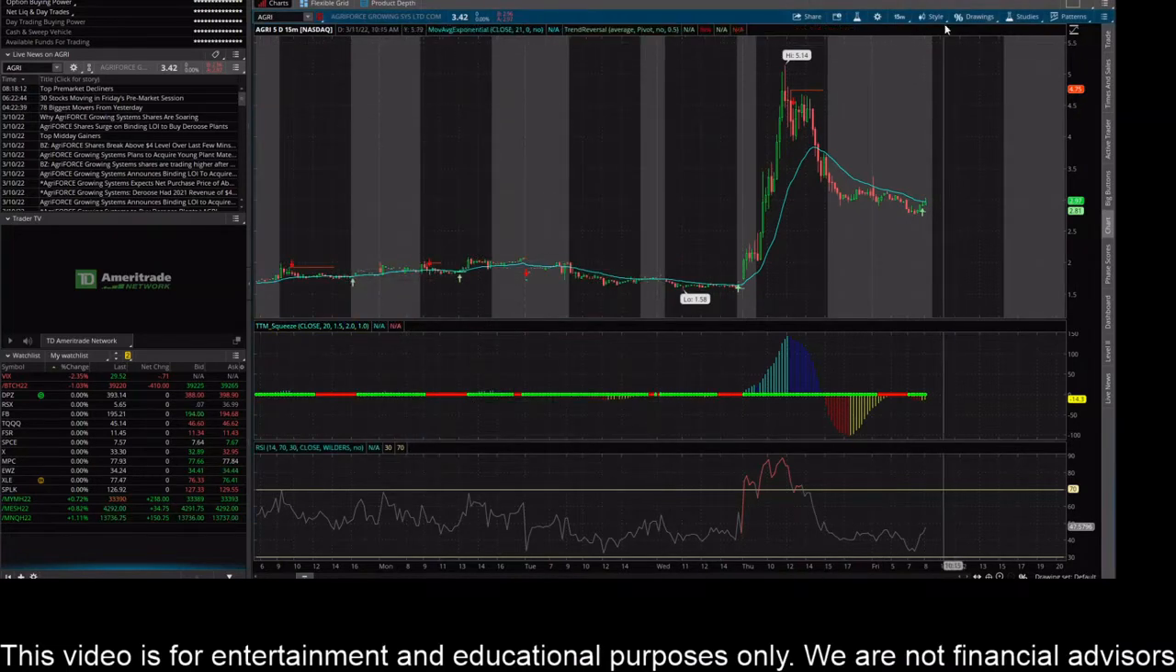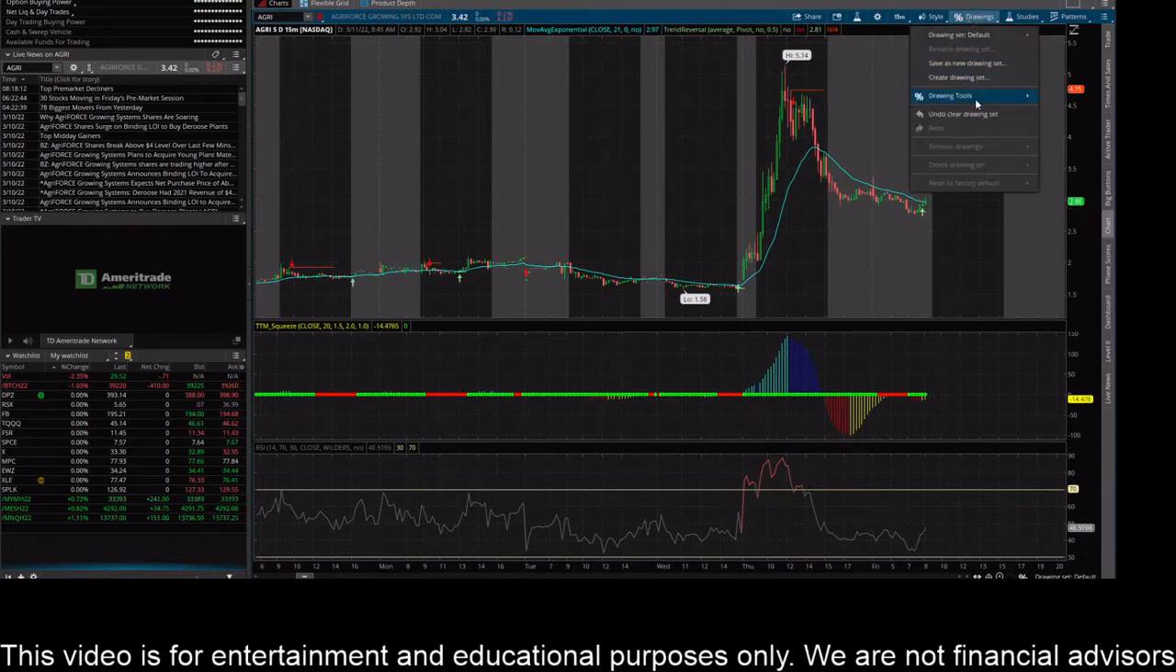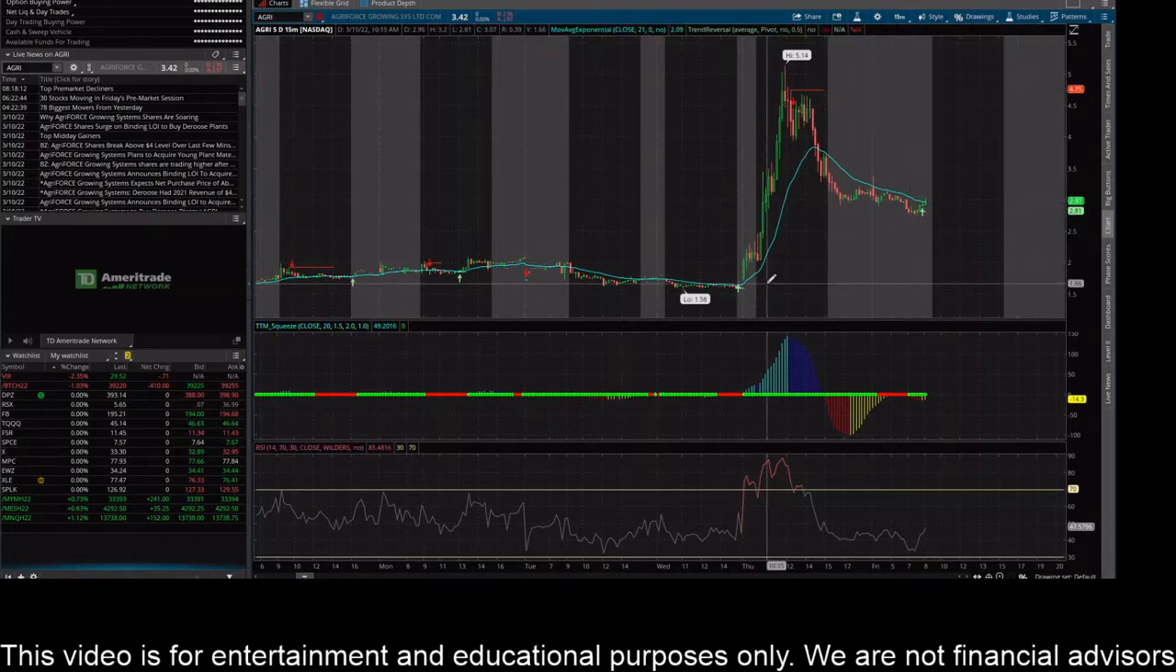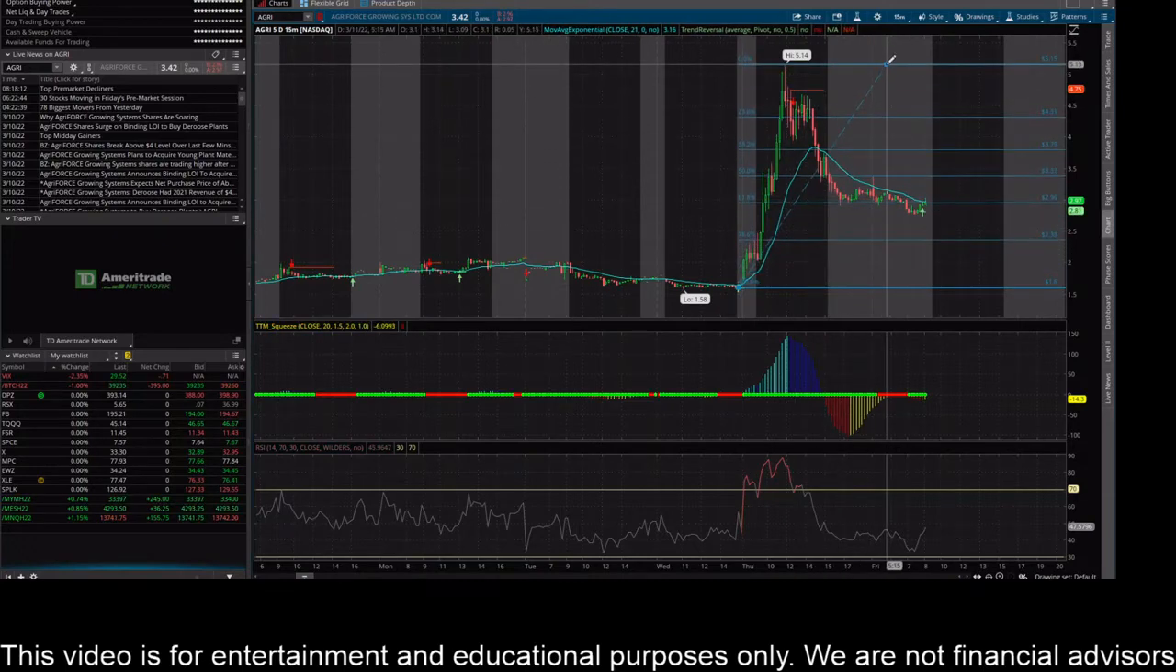So let's throw up the fib levels on here and see what's going on. Here in the upper right of ThinkorSwim, you've got these drawing buttons. You hit that, come down to drawing tools, and then you will see this percentage sign. So go ahead and click on that. I'm going to go to the bottom of this run here and left click once, and then I'm just going to pull up to the top of this run and left click again. And there I have my fib levels.